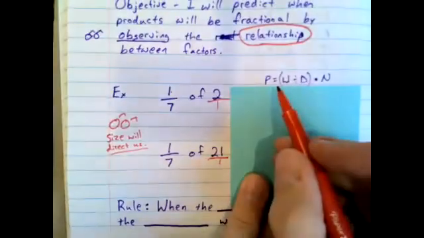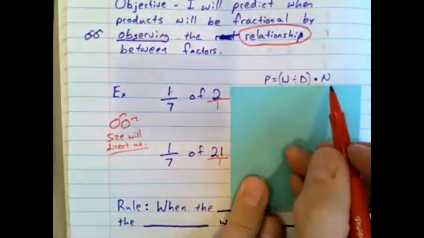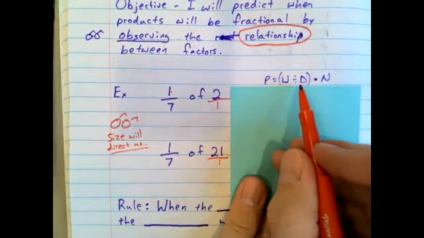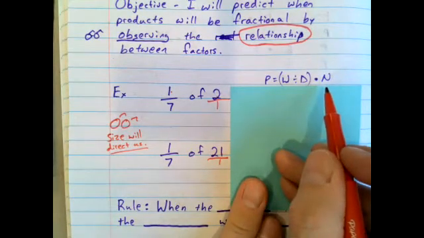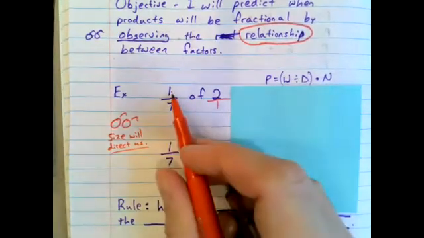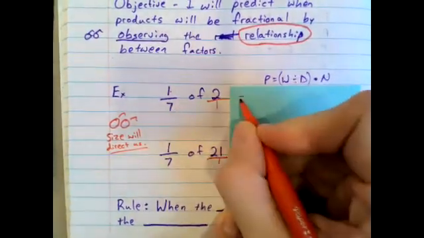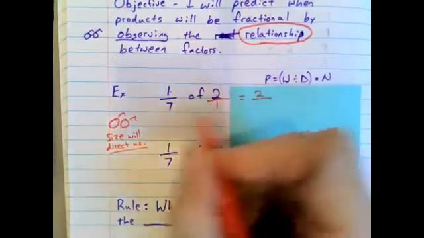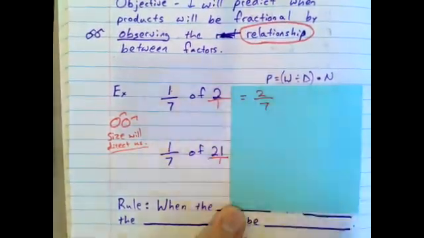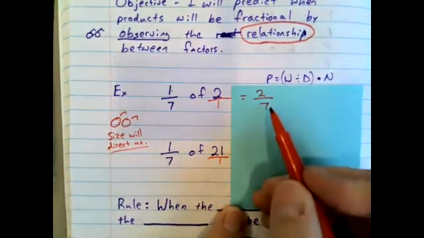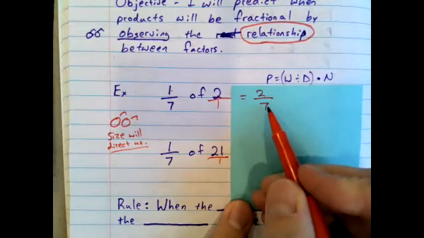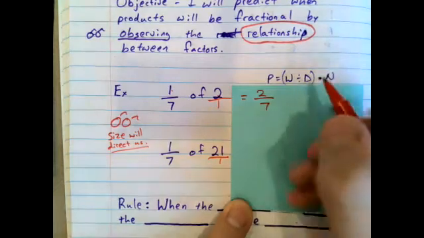But we can use the equation we came up with yesterday, whole number divided by divisor times numerator. Or we can simply just go 1 times 2 is 2. 7 times 1 is 7. The answer is 2/7. So is this a fractional product or a whole number? That's right, it's fractional.